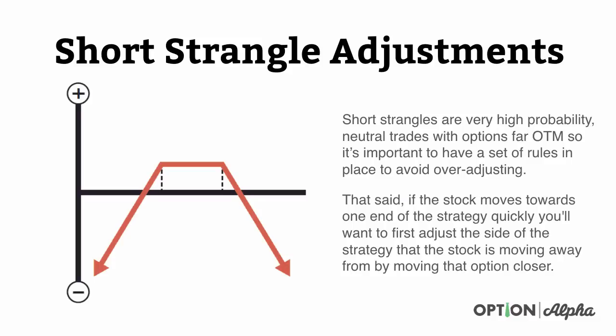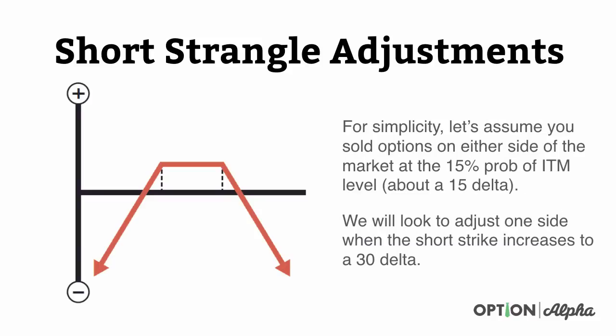Now, that said, if the stock moves toward one end of the strategy quickly, you'll want to first adjust the side of the strategy that the stock is moving away from by moving that option closer to wherever the stock is trading now. So for simplicity's sake, let's assume that you sold options on either side of the market at a 15% probability of being in the money.